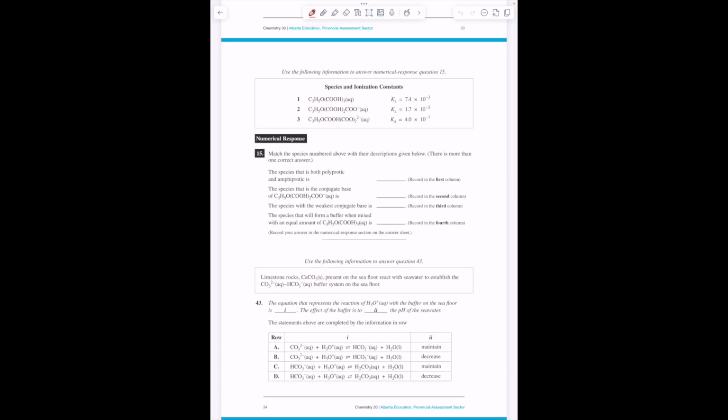Okay, so match the species above with their descriptions below. All right, so those are some of them. Looks like they have H's and they have negatives, like you've been on both sides of the chart. They want to know about polyprotic, conjugate base. Okay, so hopefully these are all on the chart, because then if they are, it makes this a little easier to look at for you guys.